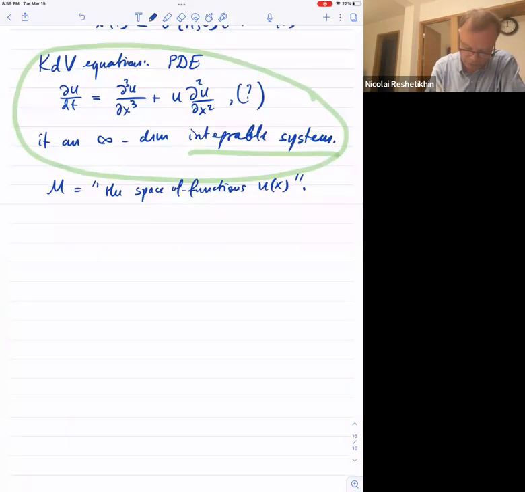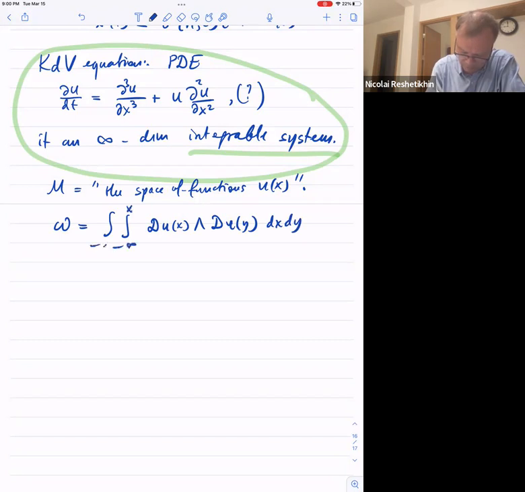The Poisson bracket, the symplectic structure, is something like this. It's a double integral, du(x) du(y), I think dx dy. You integrate from minus infinity to x over dy, and then over dx you integrate from minus to plus infinity, something like this.